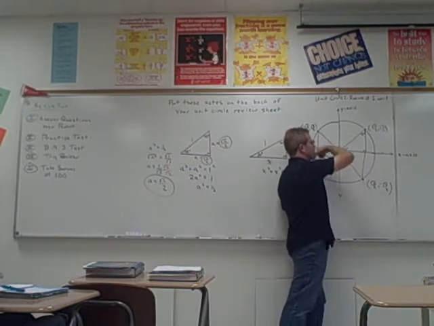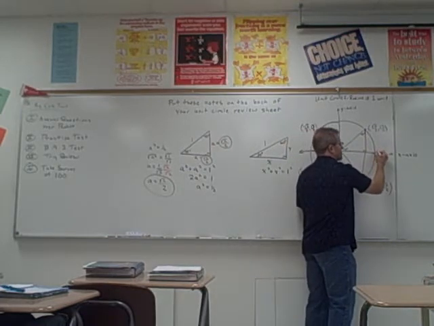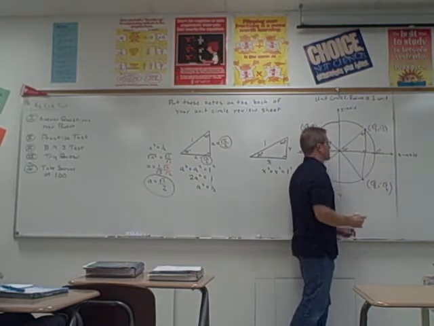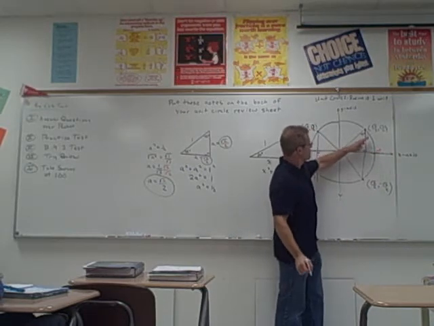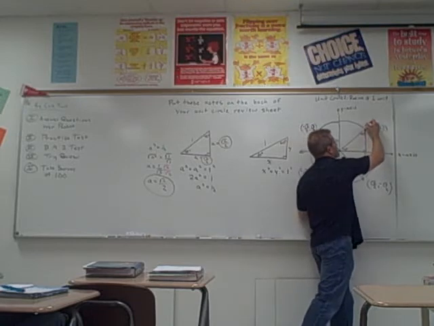Our degree measurements, let's put those in pink here. We're thinking about rotating around the circle. 0 degrees is right here. That's considered 0 degrees. So at this point right here would be 45 degrees.